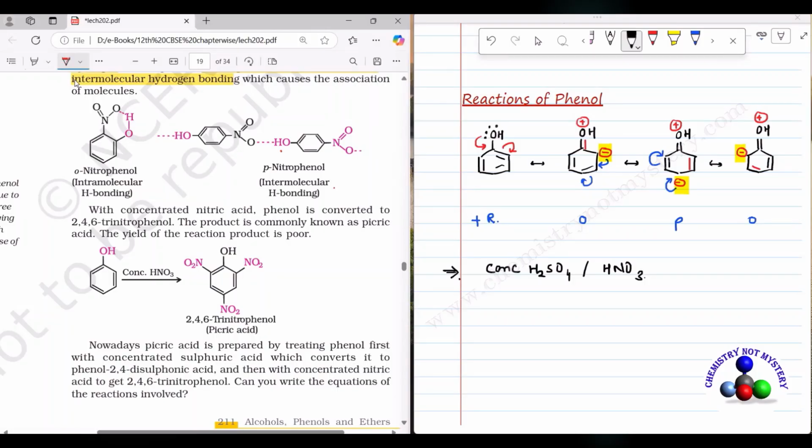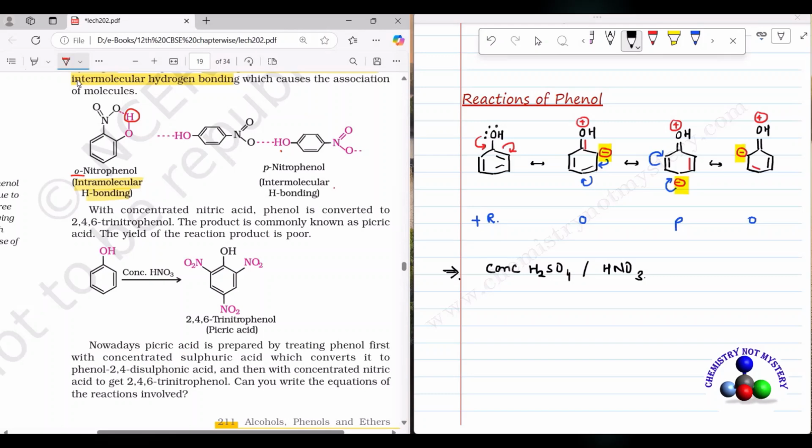In ortho-nitrophenol, the hydrogen of the OH group is closer to the oxygen of the nitro group, so they can make a hydrogen bond with each other. In case of ortho-nitrophenol, hydrogen bonding takes place within the molecule. That's why it is called intramolecular hydrogen bonding. This hydrogen bonding doesn't affect the boiling point of the molecule.